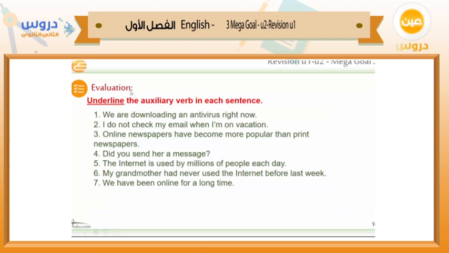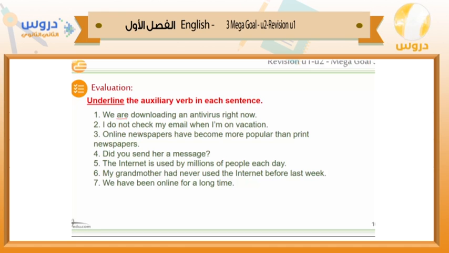Now, underline the auxiliary verb in each sentence. We said that the auxiliary verbs are verb to be, which is am, is, are, was, were, been; verb to do, which is do, did, does; and verb to have, has, and had. So let's read the first sentence. We are downloading an activity right now. Where is the auxiliary verb? It is are.